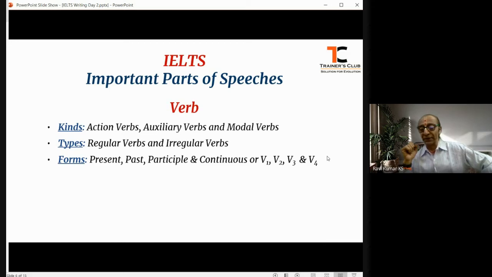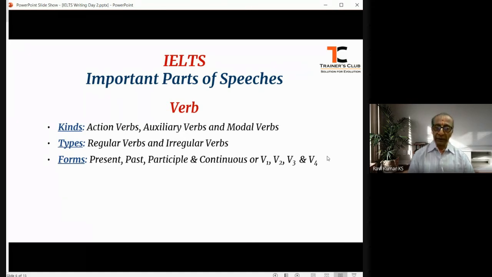Then comes the types of verbs. How many types are there? There are two types. One is the regular, the other one is the irregular verb. Then the forms of verb. This is very important. If you don't understand the forms of verb clearly, then you will not be able to frame sentences in the right manner.